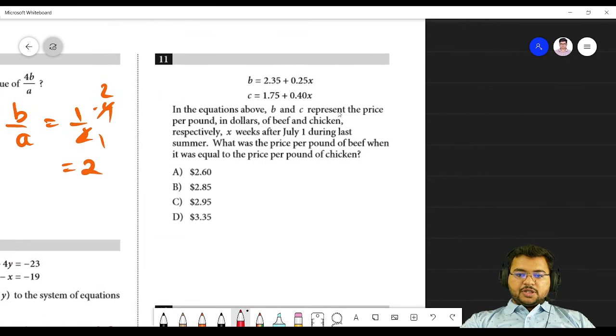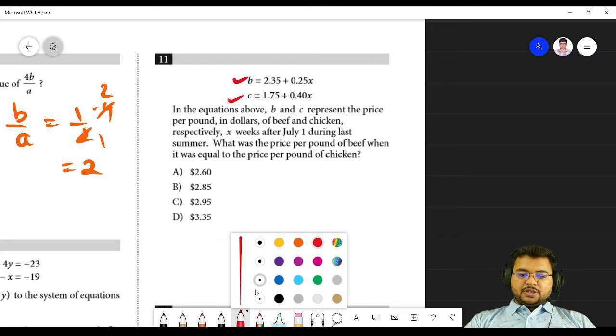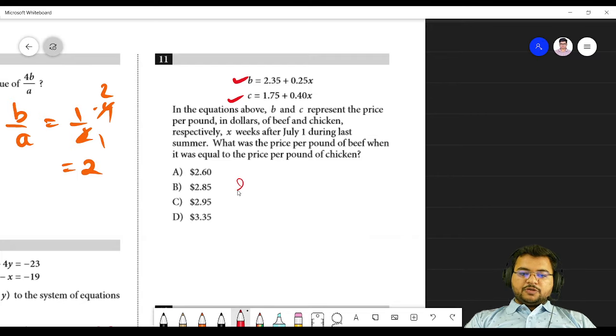Question 11 says, B and C represent the price per pound in dollars of beef and chicken x weeks after July 1 during the summer. What was the price per pound of beef when it is equal to the price per pound of chicken? So it is given that B equals C, what is the value of B or C? Because B equals C, the price of chicken will be equal to the price of beef. So I will simply equate both of them.